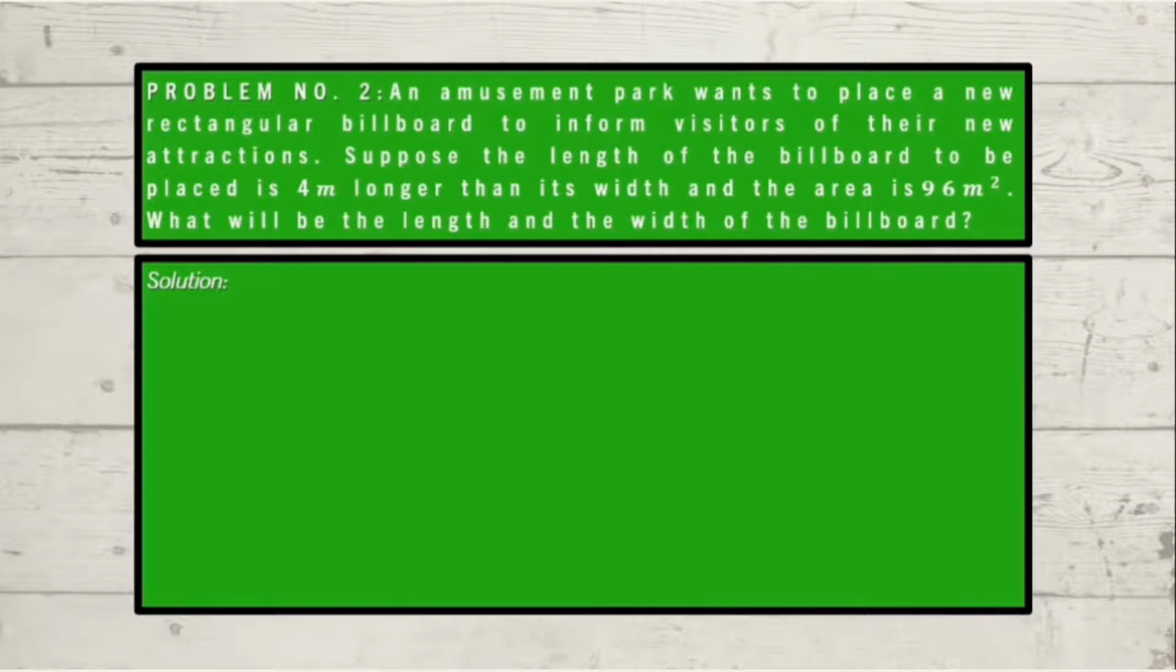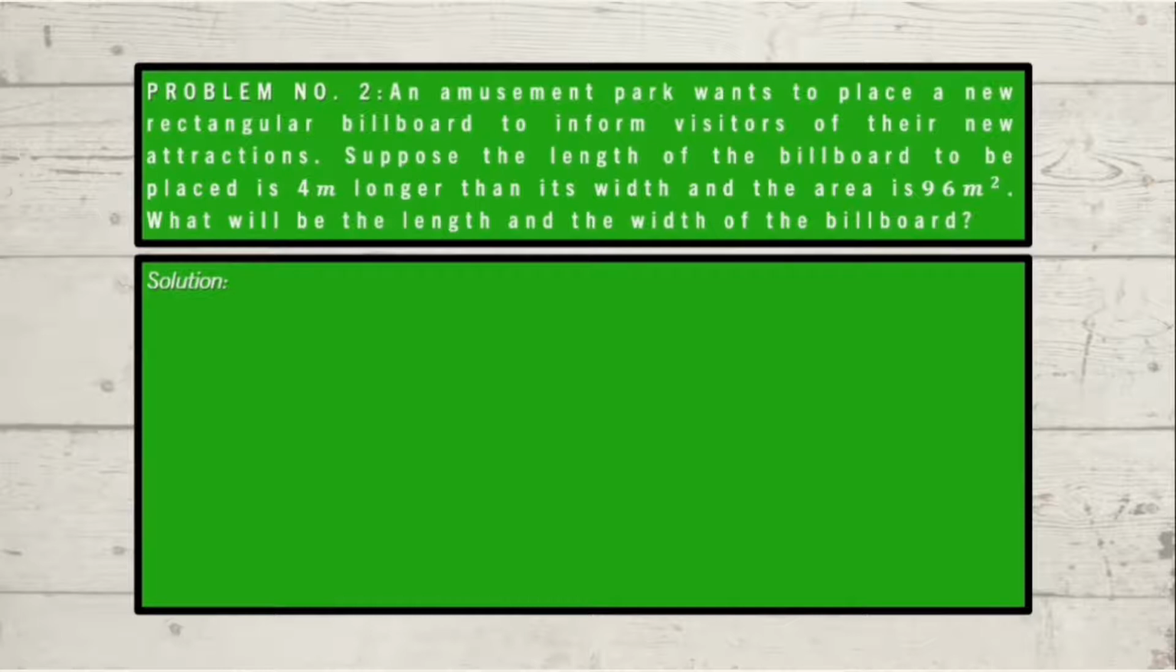The problem states that an amusement park wants to place a new rectangular billboard to inform visitors of their new attractions. Suppose the length of the billboard to be placed is 4 meters longer than its width and the area is 96 square meters. What will be the length and the width of the billboard? Again, let us apply the method to solve this problem.